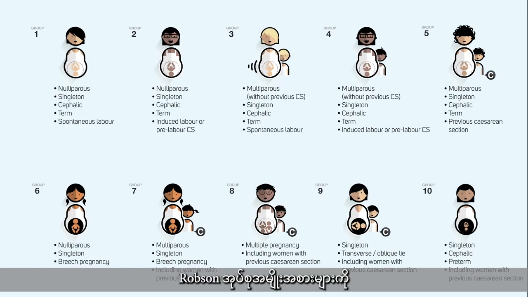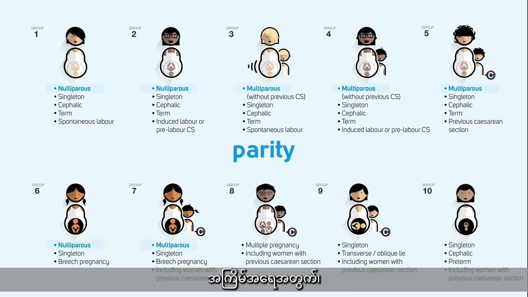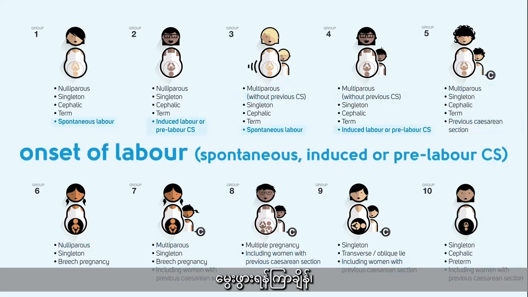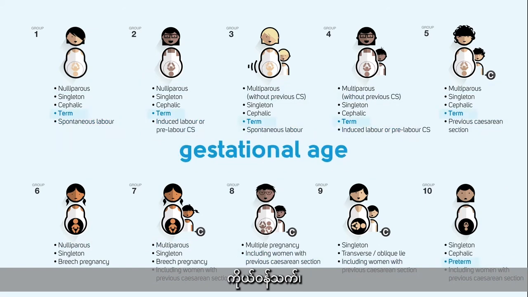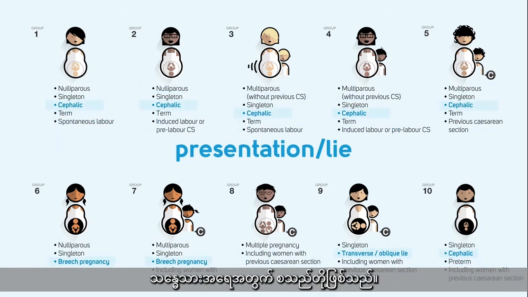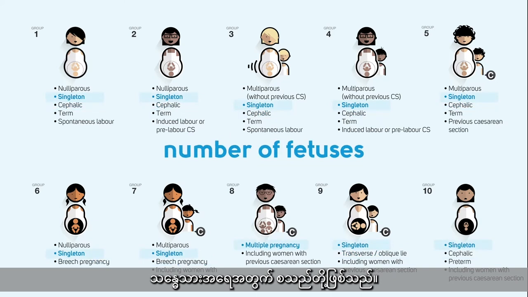The categories are based on just a few basic prospective obstetric characteristics that are routinely collected in all maternities: parity, previous caesarean section, onset of labor, gestation age, fetal presentation, lie, and number of fetuses.